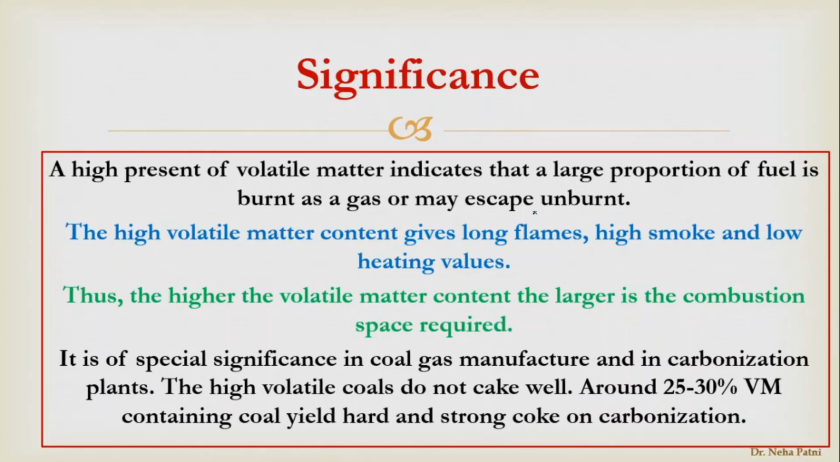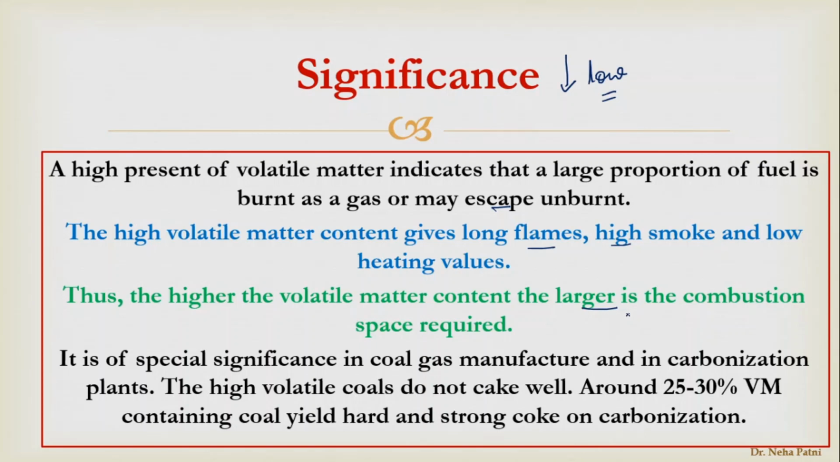And now why are we going to do this? Because we need to know how much volatile matter is present, because it should be low. If we want to know that the quality of a particular fuel is very good, then the volatile matter has to be low, because this is the proportion which is burnt as a gas, or it may escape unburnt. So it's not going to contribute to your calorific value. Secondly, the larger the volatile matter content is, the longer the flame and the higher the smoke. So that also is a problematic thing. And then you need to have a larger combustion space.